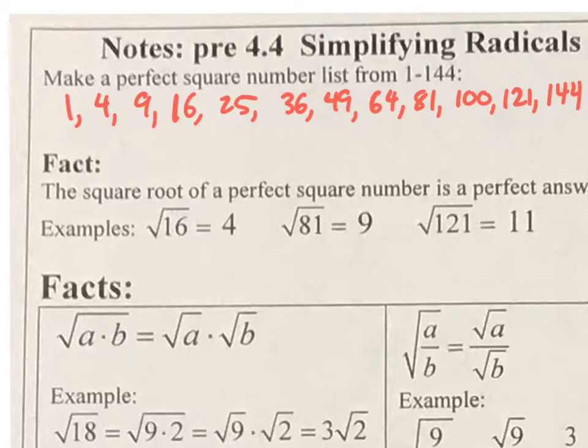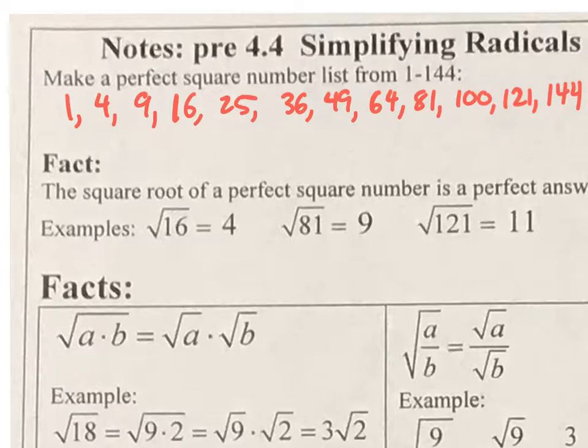Now, if you're thinking, where the heck did these numbers come from? They simply came from taking the number 1 and squaring it. 1 times 1 is 1. 2 times 2 is 4. 3 times 3 is 9. 4 times 4 is 16. 5 times 5 is 25, and so on, right? So we need to know that these numbers are called perfect square numbers, all right?